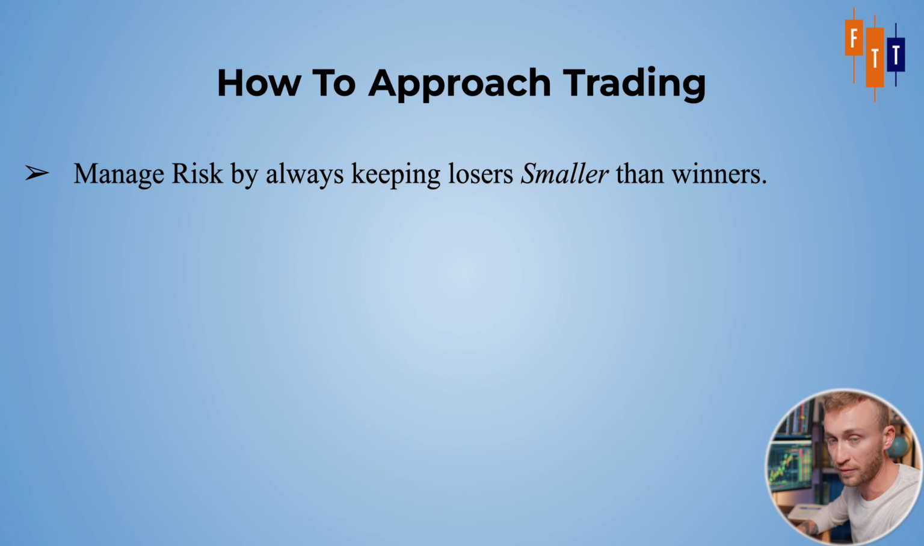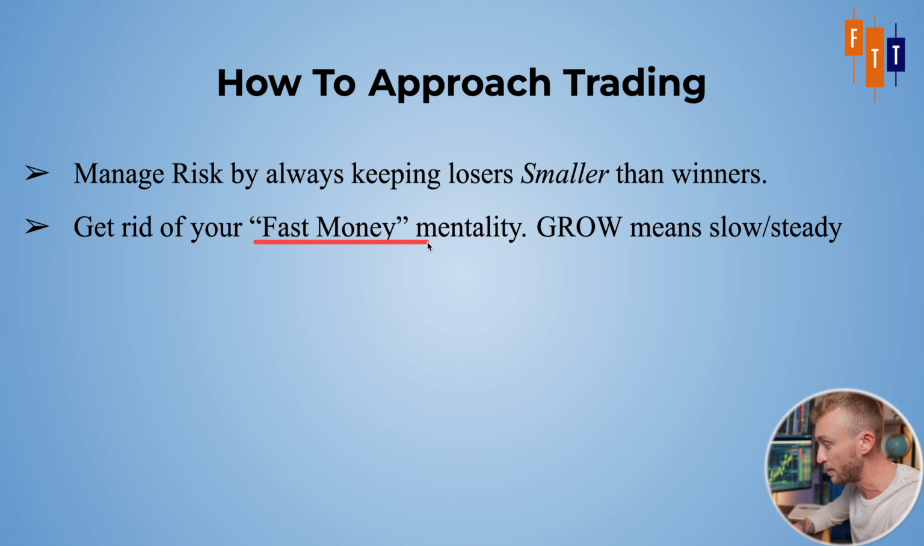The first thing you always have to do is manage your risk by keeping your losers smaller than your winners. When you're trading the futures, if you have a 3-point stop loss, you want to go for 6 to 9 points. You don't want to have a stop loss of 10 points and then have a take profit of 3 points. That's working backwards. You need to get rid of your fast money mentality. Growth means slow and steady.